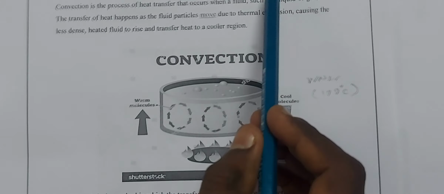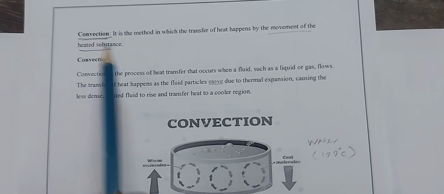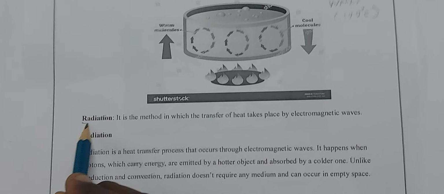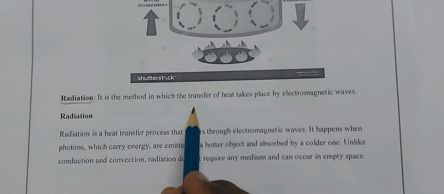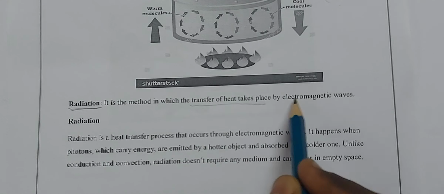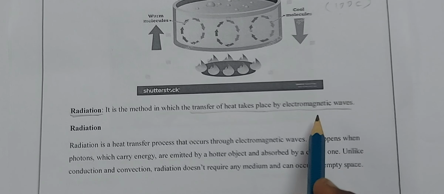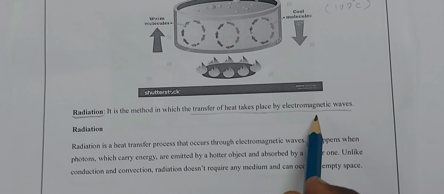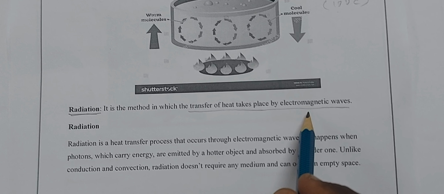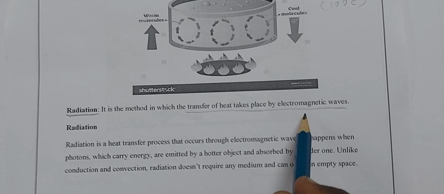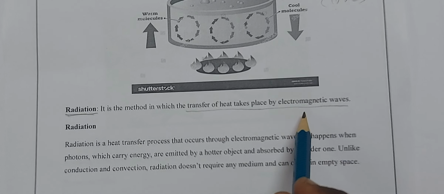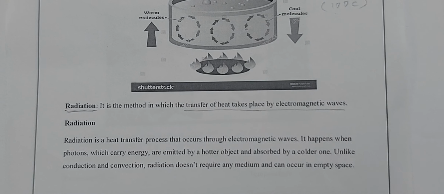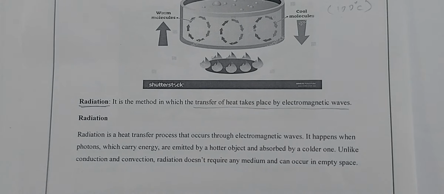So in convection, the movement of heated substance or the molecules will happen. Next we are going to see about radiation. Radiation is nothing but the method in which the transfer of heat takes place by electromagnetic waves. Already we know that electromagnetic waves are nothing but light waves. Okay, we can see that. For example, during the morning we feel that our body is continuously heating if we stand in front of the sun. How is it possible? By means of radiation. Radiation is another method. Now I am going to see with the help of a diagram.